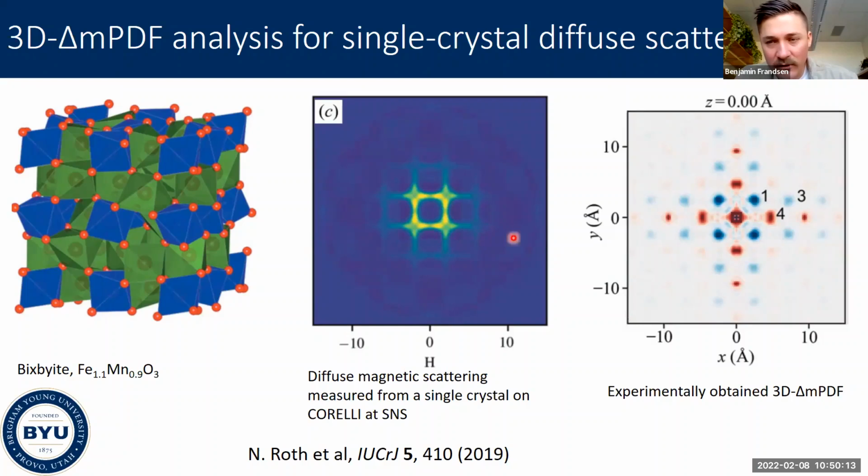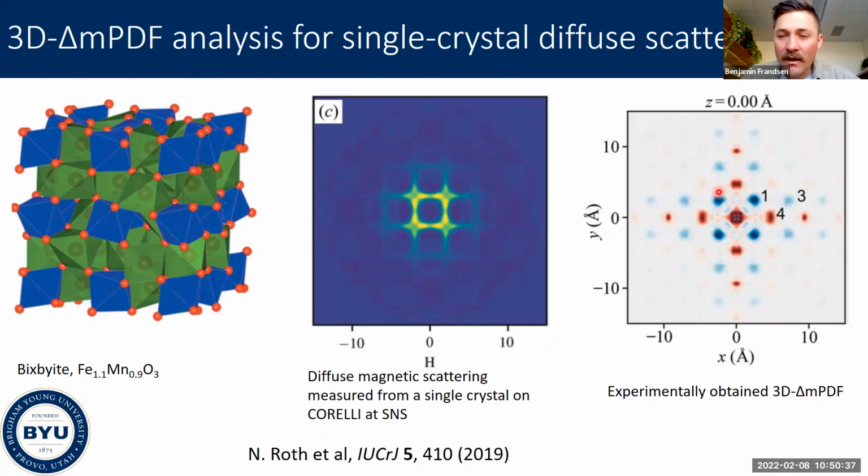Then you do the 3-dimensional Fourier transform and you get the 3-dimensional magnetic PDF, where these spots, blue and red spots, correspond to anti-alignment, those are the blue spots, or parallel alignment between pairs of spins separated by these real space vectors that we see in our 3-dimensional PDF pattern.